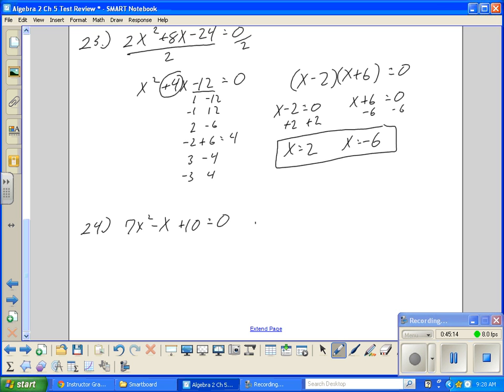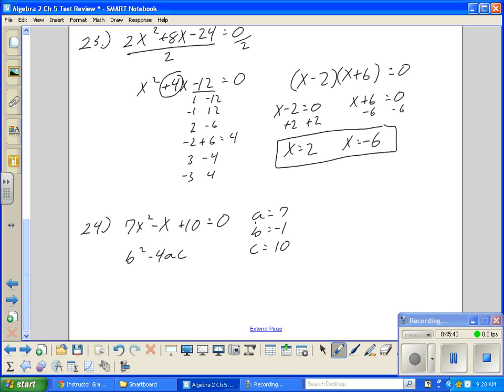So the discriminant is just the part underneath the radical of the quadratic formula, or the b squared minus 4ac part. So first thing we do is recognize our a, b, and c's. So a here is the 7, then b is what's in front of the x, which is -1, and c is the number by itself, which is 10.